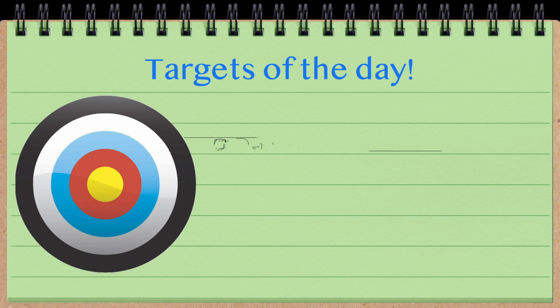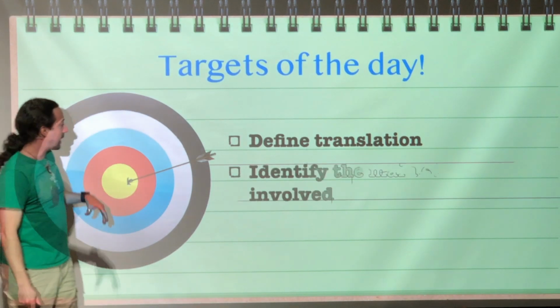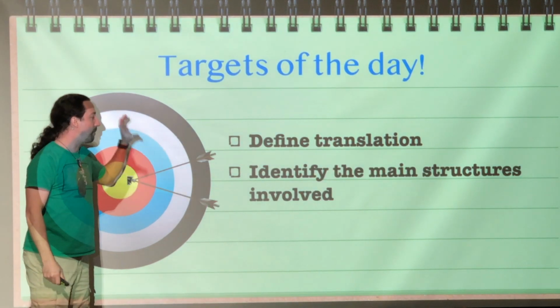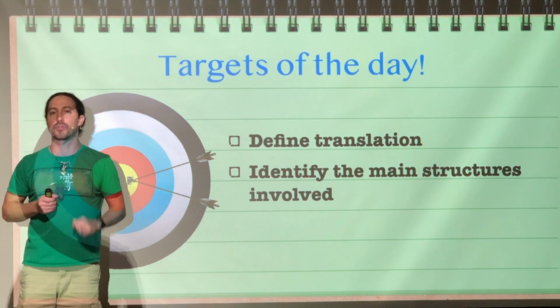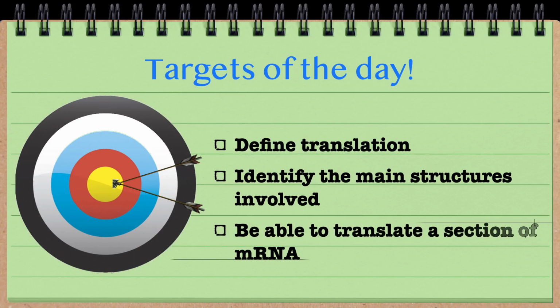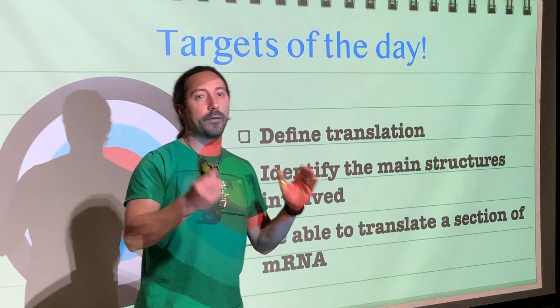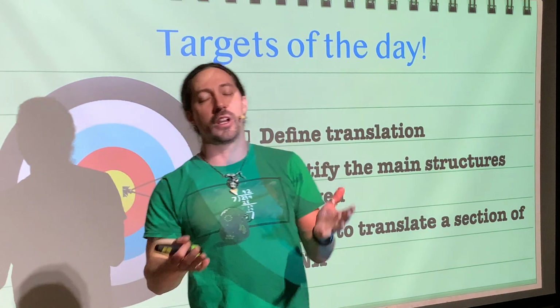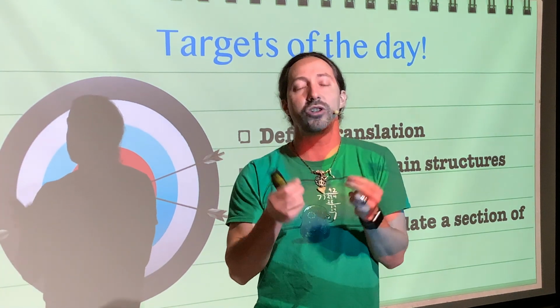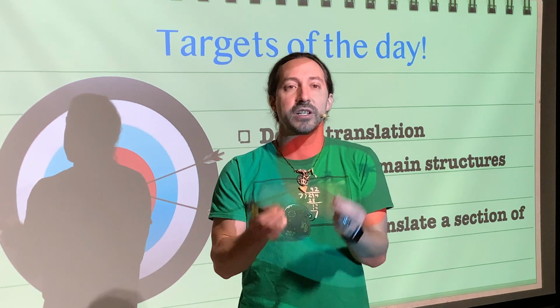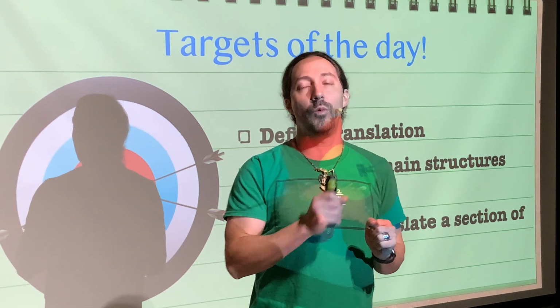So, targets of the day. First target is to define translation, to actually look at what translation is. Second is to identify the main structures that are going to be involved in the process of translation. And lastly, to be able to translate a section of mRNA. So if you are given a section of mRNA strand, you should be able to determine the sequence of amino acids that it would produce.